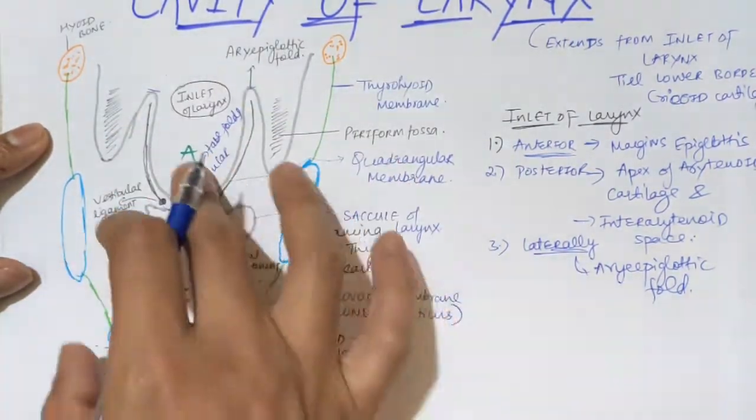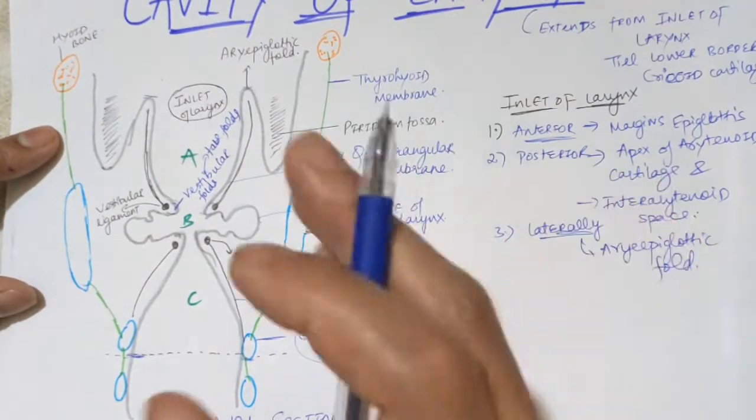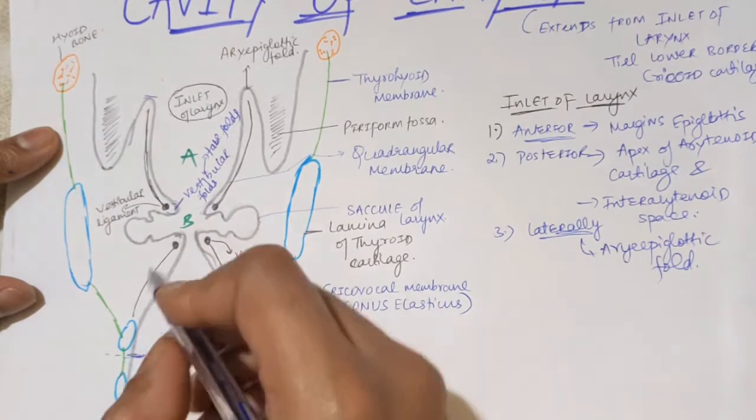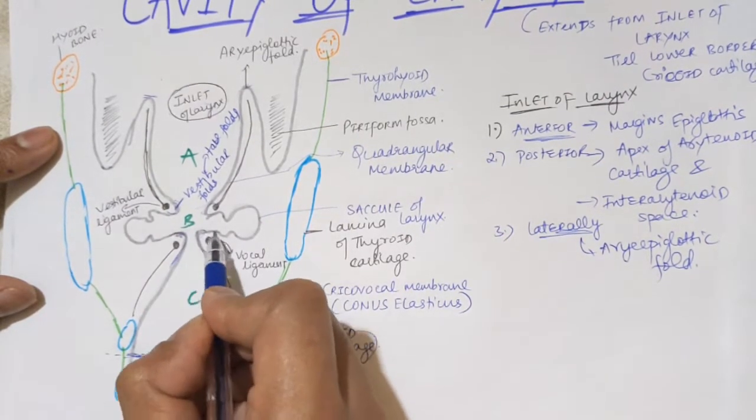Okay, they are present in pairs. So in total there are two pairs of folds. One pair is the vestibular folds, and the second one is this gray one. So this is actually your true fold, or vocal folds.